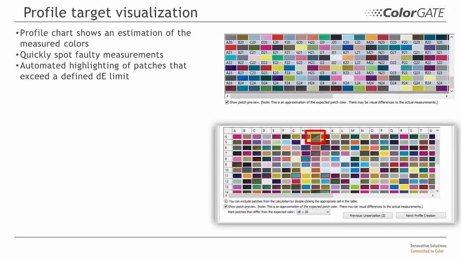The profiling assistant now shows the preview colors of the expected measurement results. This enables potential faulty measurements to be identified. In addition, a preselection in the assistant marks all the measurement patches which exceed a preset delta E limit. These can be excluded from the profile calculation by a double click on the measurement patch.